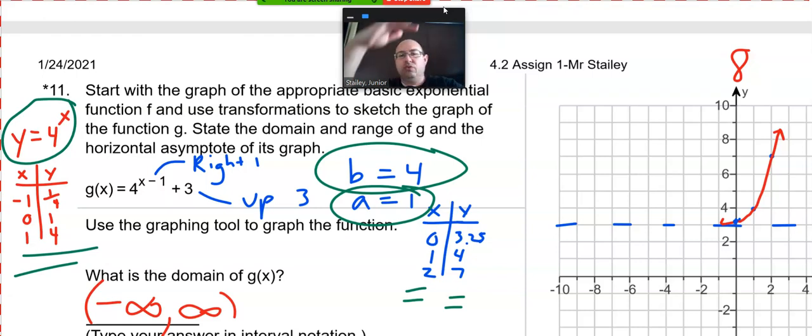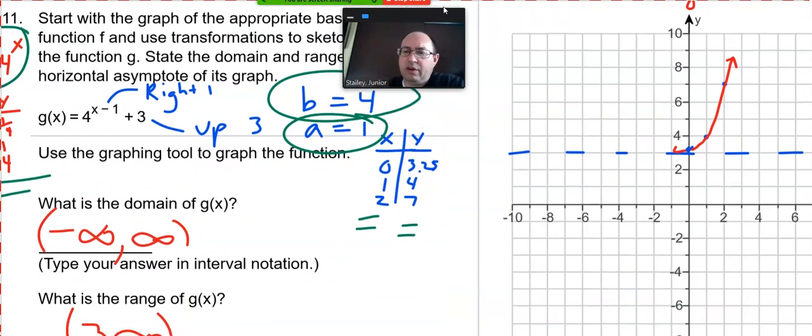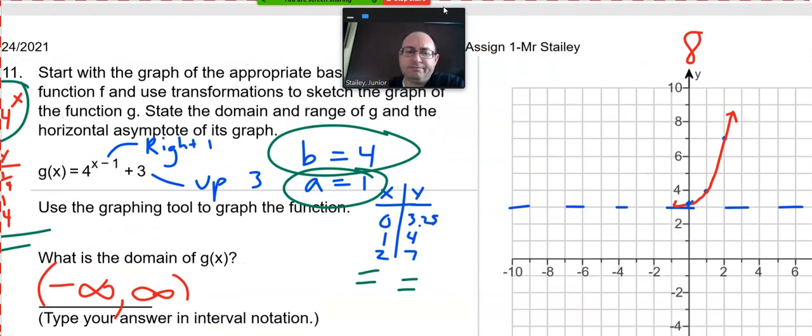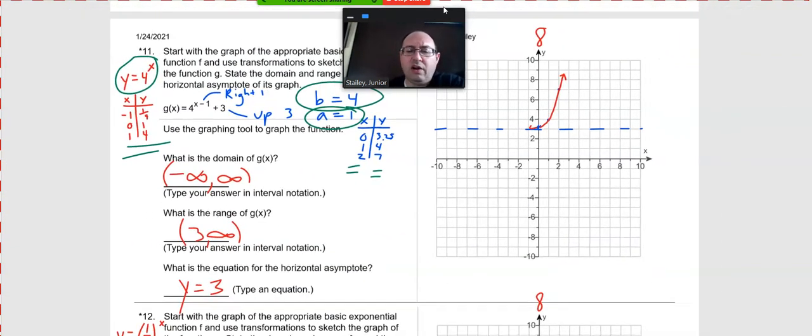What's the domain? Smash the whole thing down on the x-axis. I bet it's always going to be negative infinity to infinity. That's true, it is for the domain. Nicely done. It's the range where you have to actually think. Well, it starts at 3 and it goes up from there, so 3 to positive infinity. Okay? And then the asymptote of the graph is the equation y equals 3. It won't ever cross it. Won't ever even touch it. Gets close, but never touches.